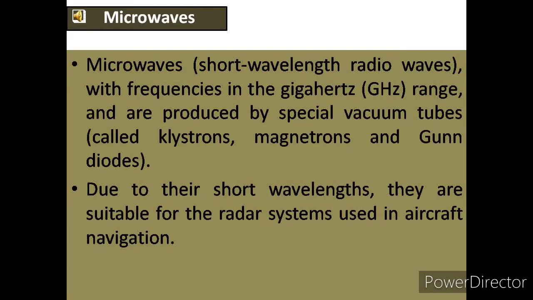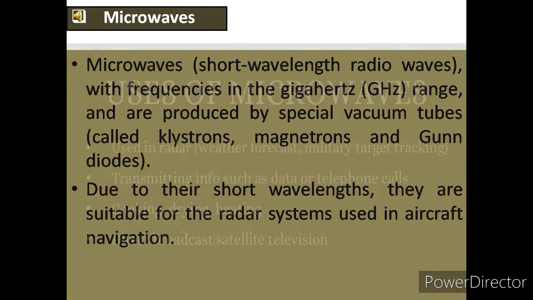Next, from radio waves, we have microwaves, short wavelength radio waves with frequencies in the gigahertz range, and are produced by special vacuum tubes called klystrons, magnetrons, and GaN diodes. Due to their short wavelengths, they are suitable for radar systems used in aircraft navigation.